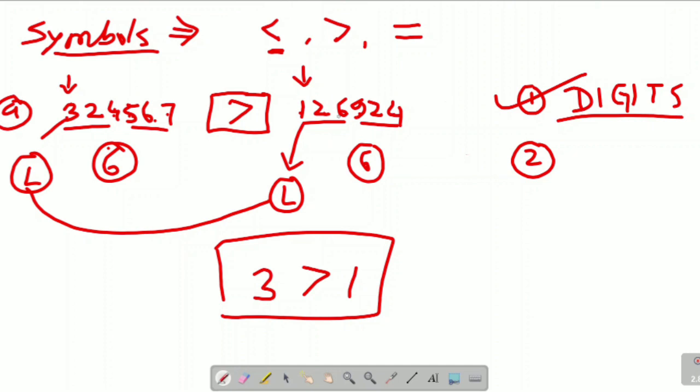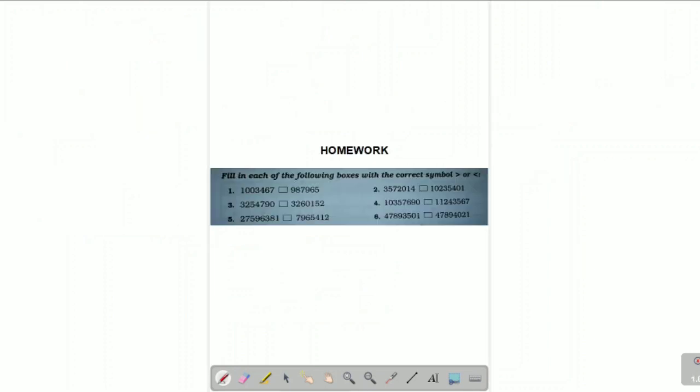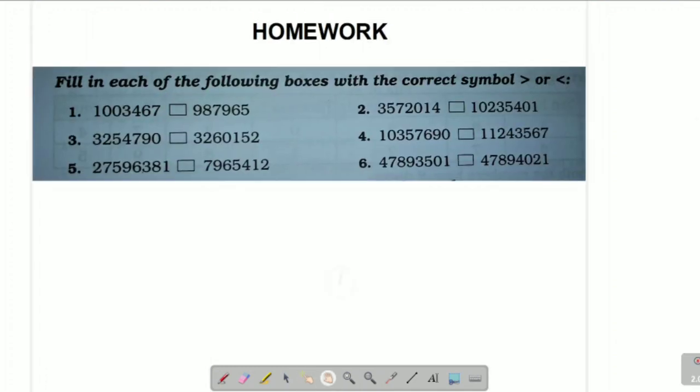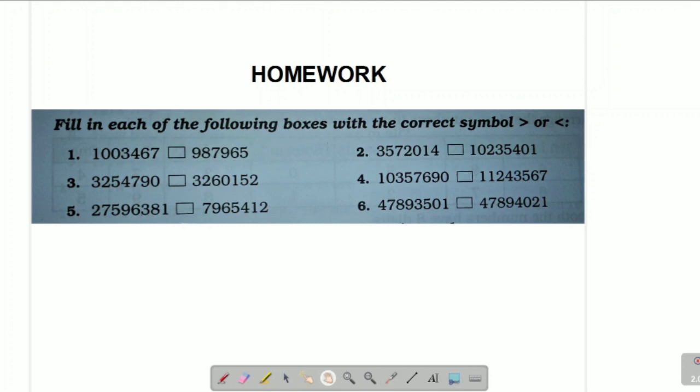Now next, it's time for homework. It's a simple homework for you. What you have to do? Just compare between these numbers and use these symbols, greater than or smaller than. Okay, here is the first one. Let me do the first one.